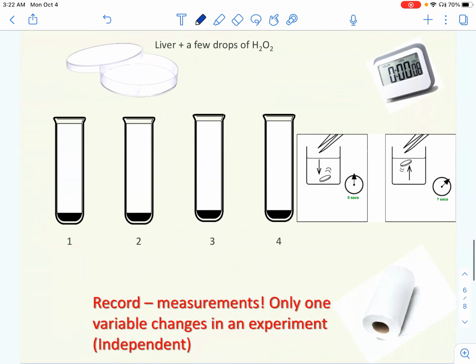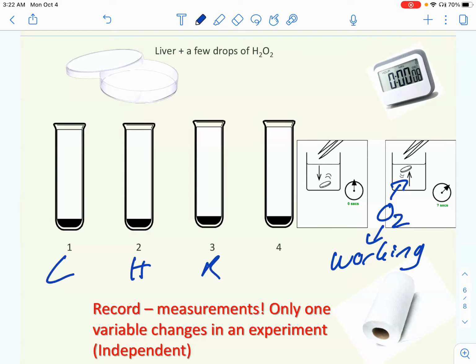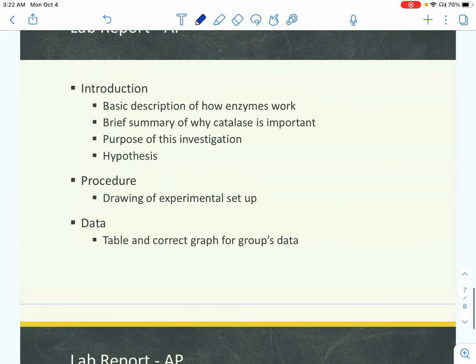So this was our setup. I'm sure you probably remember it, the floating disk assay, which we just drop down, and inside the disk it floats because there are bubbles being made if the enzyme is working. If the enzyme is working, oxygen is being made. And so you had your control, and then you maybe had hot, room temp, ice, and then we did multiple experiments. So what exactly am I looking for in the lab report?